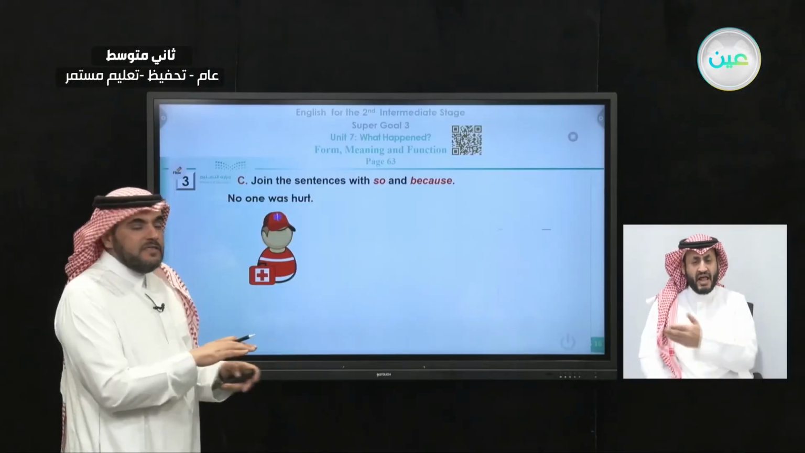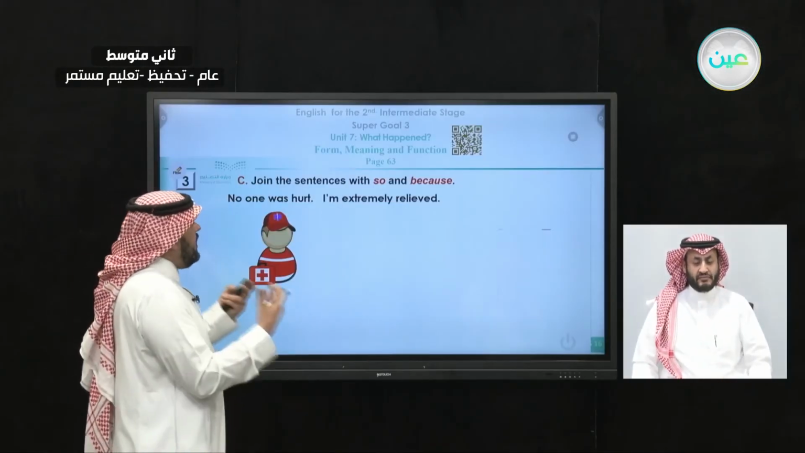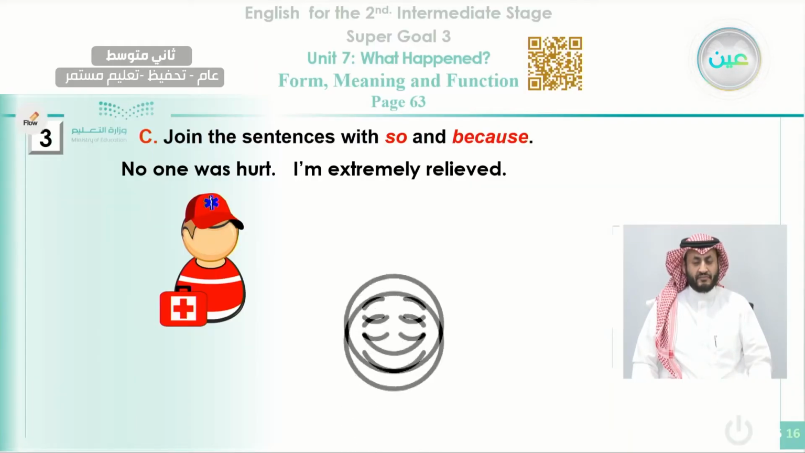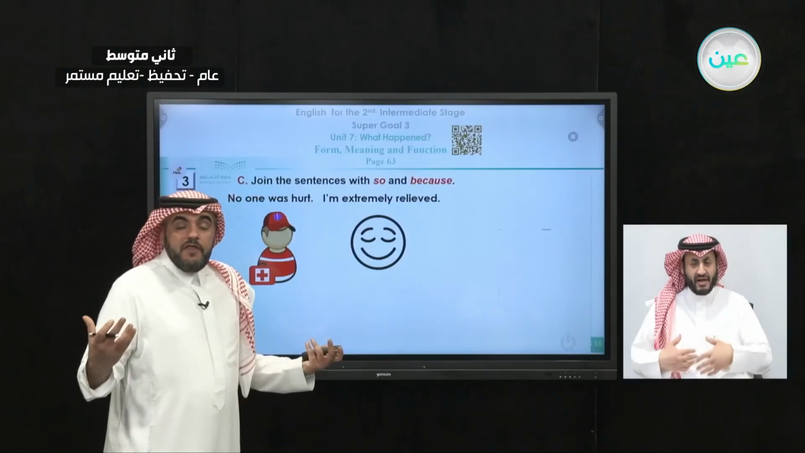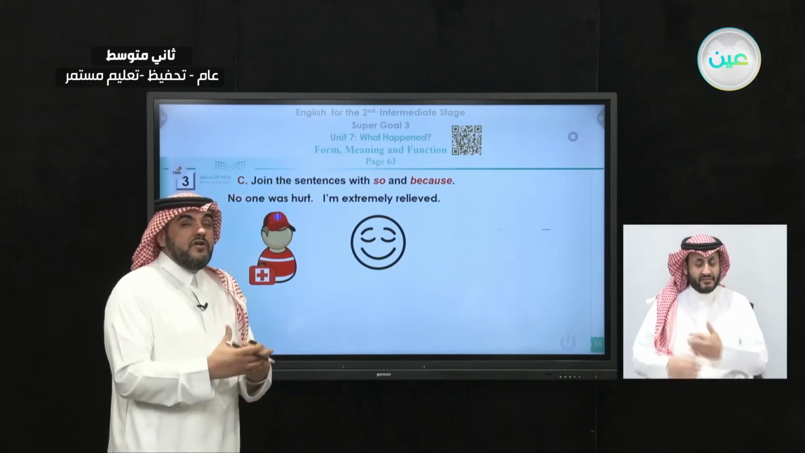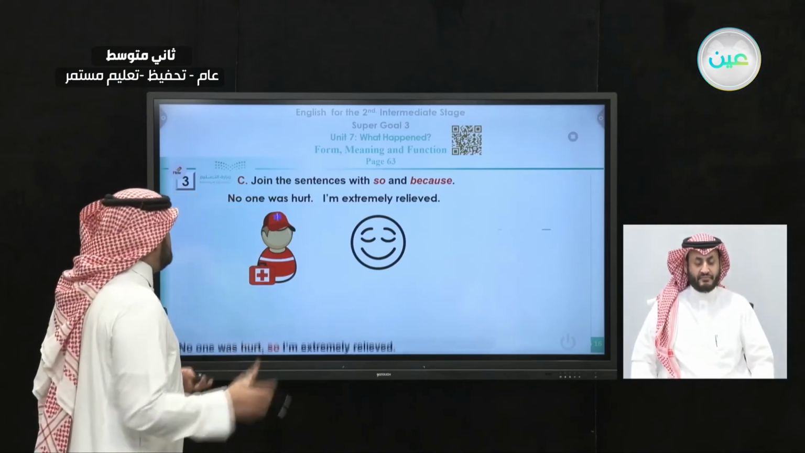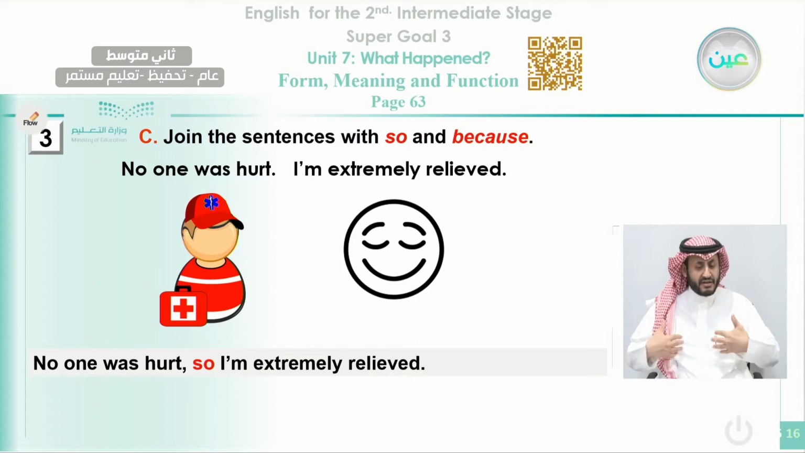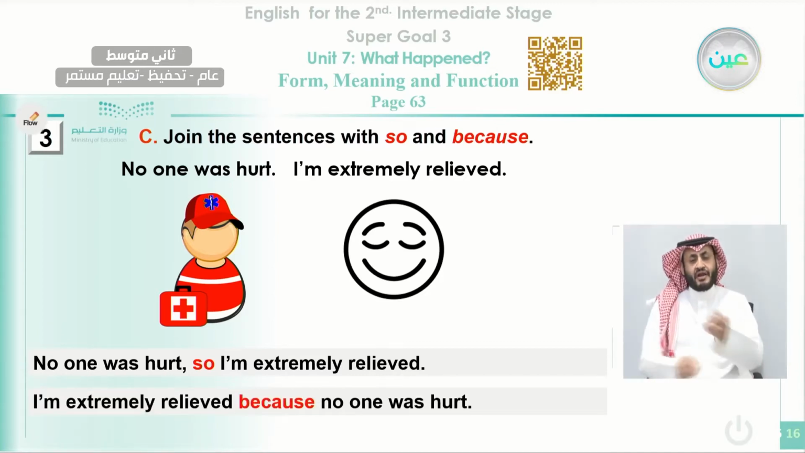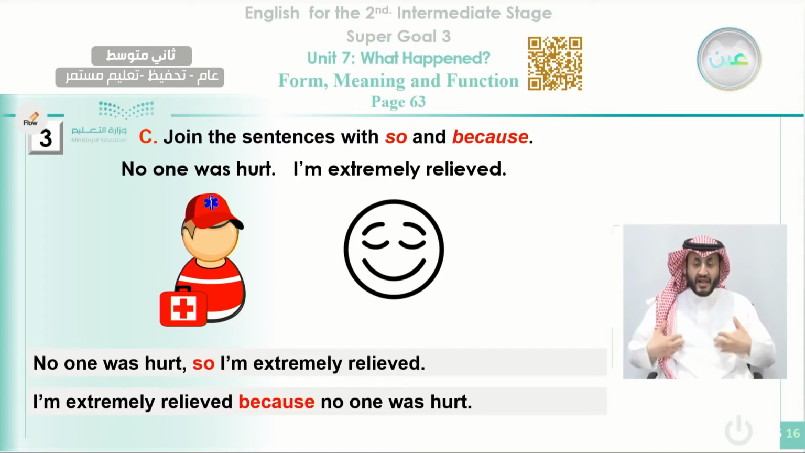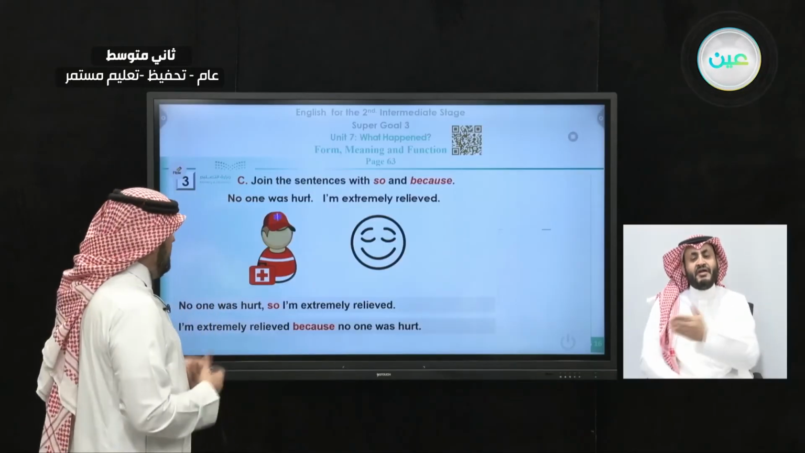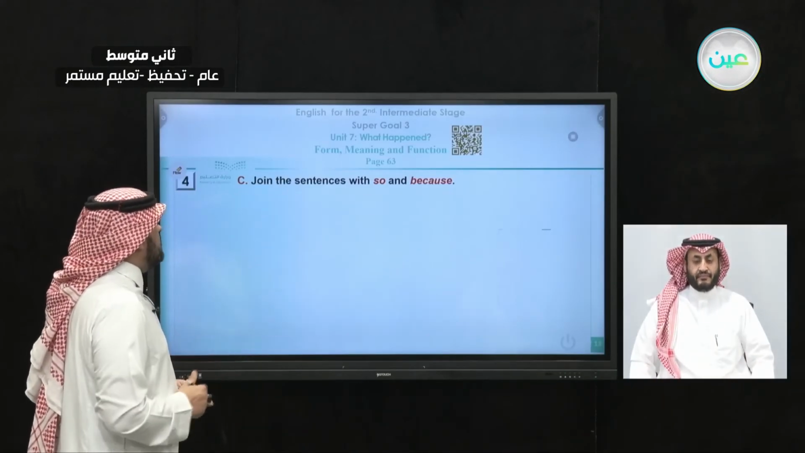Everyone after the accident was okay. I am extremely relieved. Relieved means happy because there were no casualties or no people injured in this accident. No one was hurt, so I am extremely relieved. Okay, this is the result. Because no one was hurt, he is extremely relieved. I am extremely relieved because no one was hurt. Okay, this is how we can use so and because.